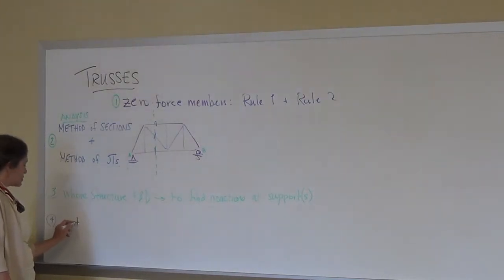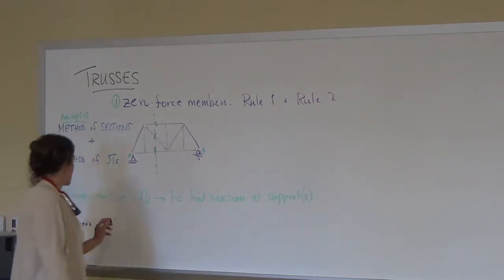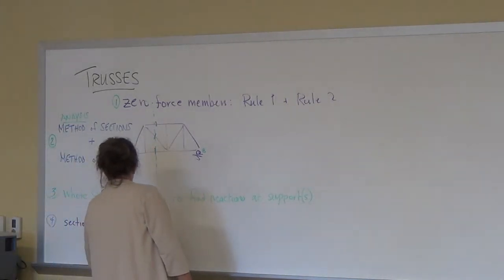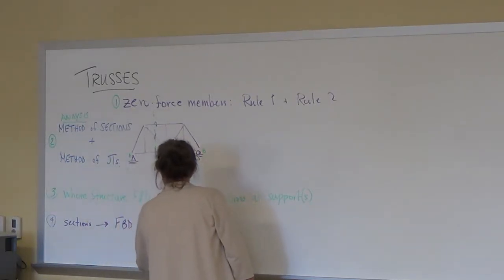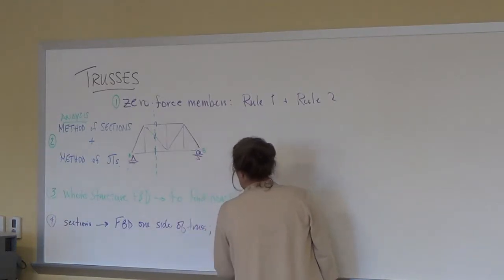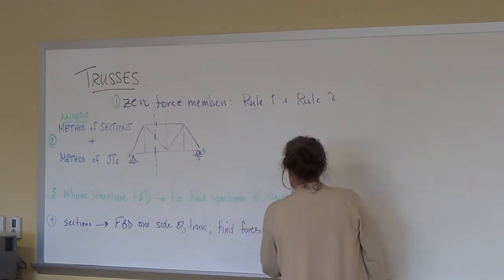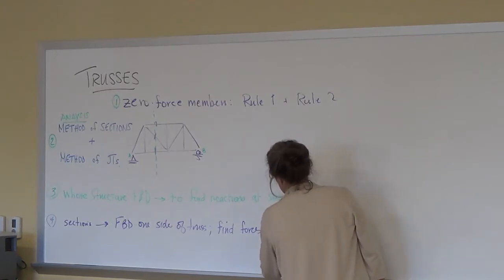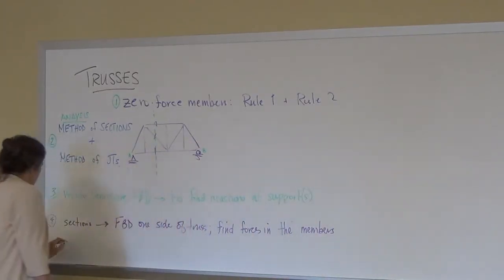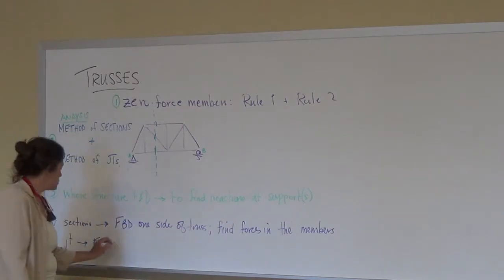Let's say you're doing sections. What are you going to draw a free body diagram of? That section. A section. So a free body diagram of one side of the truss. And then you're going to find the forces in the members. If you're doing method of joints, what are you going to do? What are your free body diagrams going to look like? Each joint. Each joint.